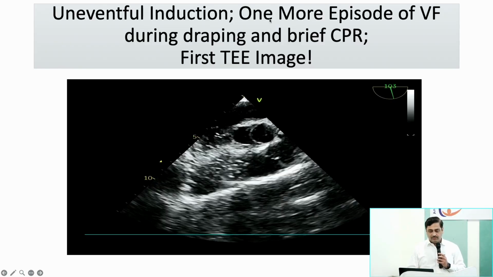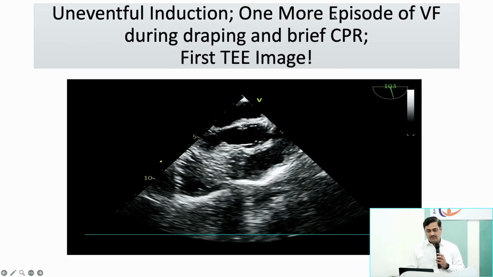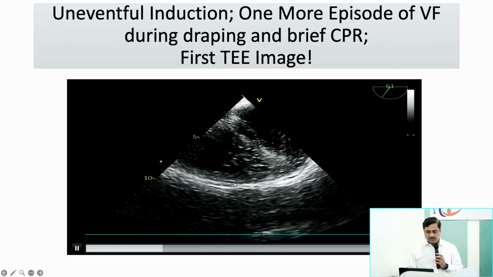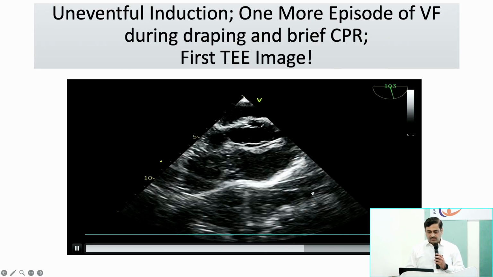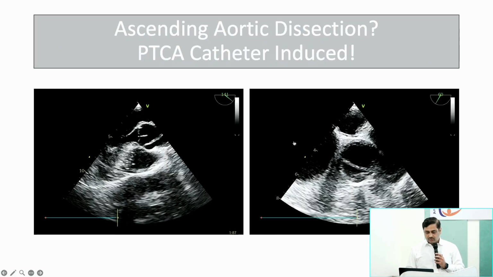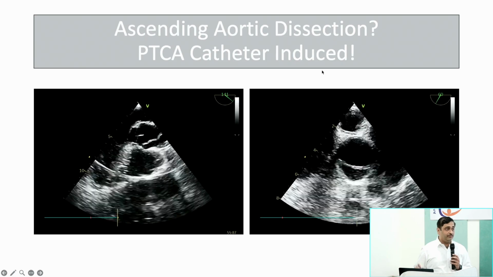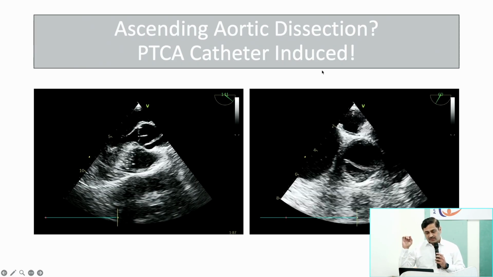So I put in the TE probe. Because it was a very stormy course, I decided to put in the TE probe, and you can see that. I'll show it again. Normally contracting LV, and then this. So this was clearly not a dissection of the PD or the RCA; it was a dissection of the ascending aorta.